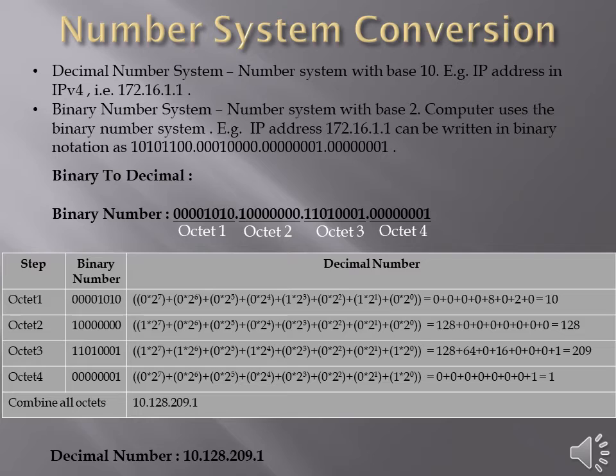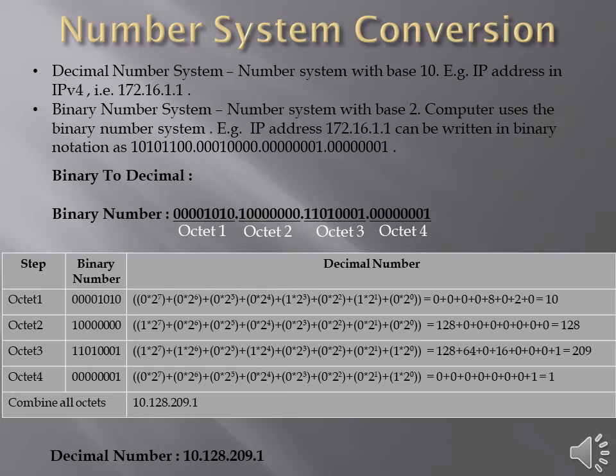So finally when you calculate the result of this octet 3 formula, it will give you 128 for the 8th bit, 64 for the 7th bit multiplication, and then 0, 16, 0, 0, 0, 1. When you sum this up, it will give you 209.